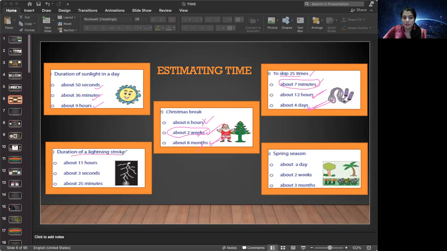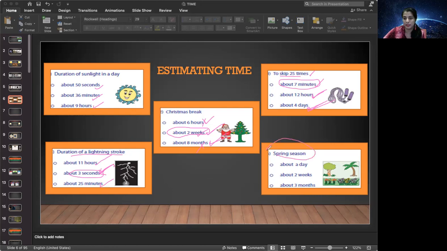How about the duration of a lightning stroke? 11 hours, 3 seconds, or 25 minutes? So yes, 3 seconds. 25 minutes can be a little threatening already, but a lightning stroke can only happen for a very few seconds. Although the whole thunderstorm or the rain can take much longer.